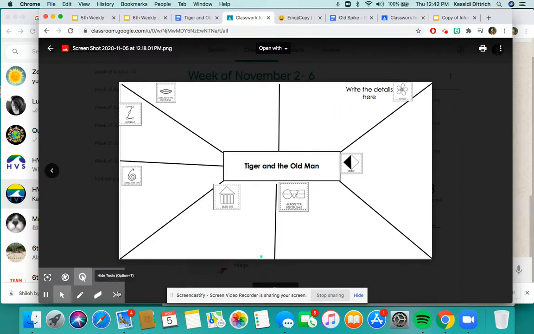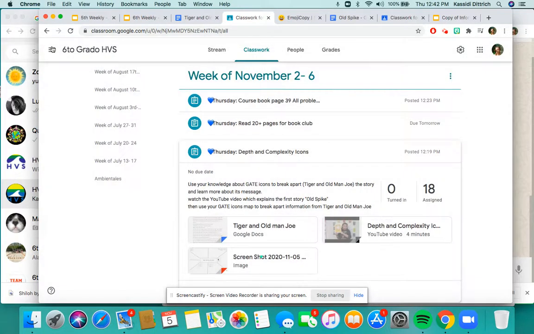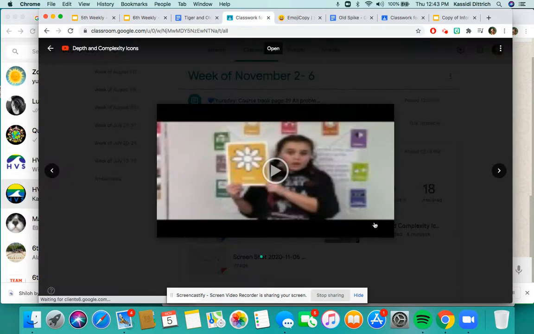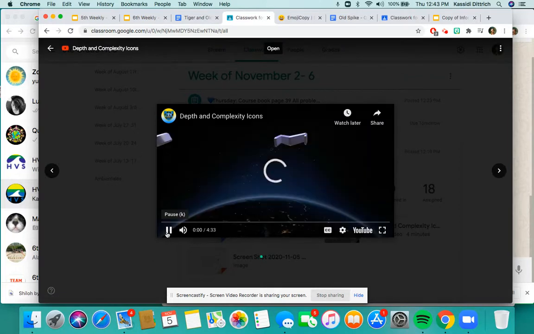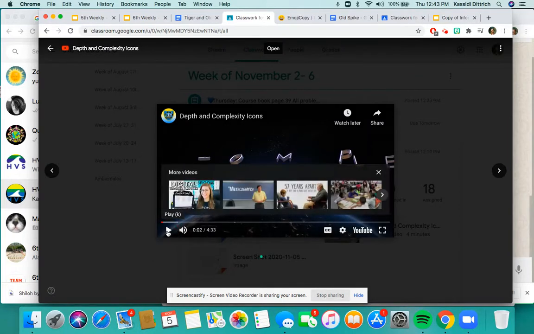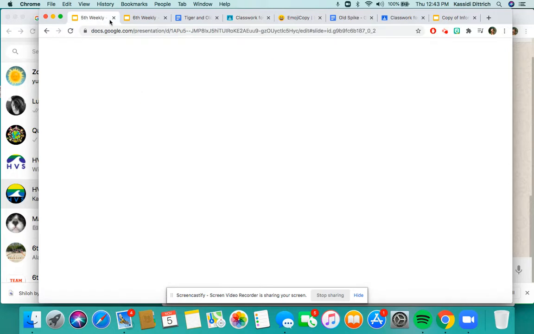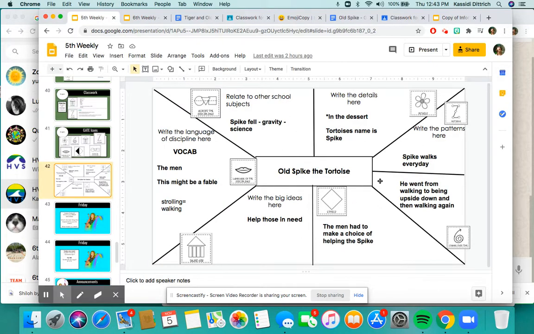Okay, so what you're going to do is remember the depth and complexity icons that you know, and use those icons to show your knowledge about the story Tiger and Old Man Joe. If you don't remember what each of these icons is, try looking at this YouTube video. This video goes over all of the depth and complexity icons and more. This is the video we watched in class, and that way, when we watched this in class, we were able to dissect it and come up with all of these ideas.